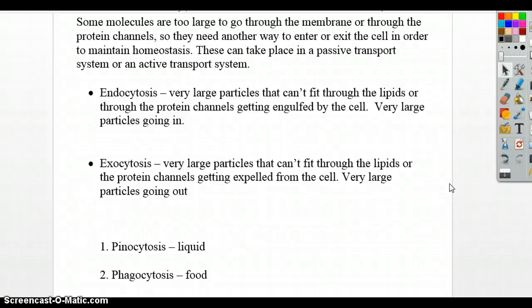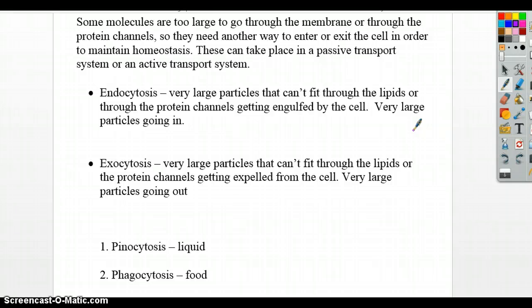Okay, the last video for this chapter. Some molecules are so large they can't fit through the lipids. They also can't fit through those protein channels. They need another way to enter and exit the cell in order to maintain homeostasis. Remember, homeostasis is our cells staying in balance. Our cells in balance is keeping us alive.